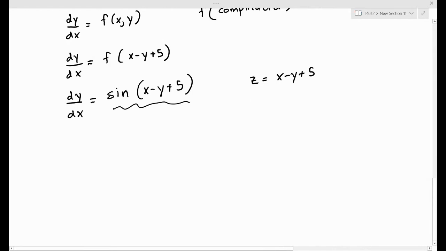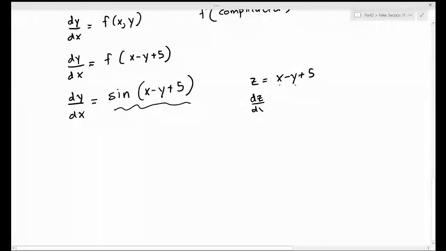And then you want to complete the substitution. And notice that z is a function of x and y is a function of x, right? So z is a function of x ultimately. So to complete the substitution, I would need to differentiate everything with respect to the independent variable x.